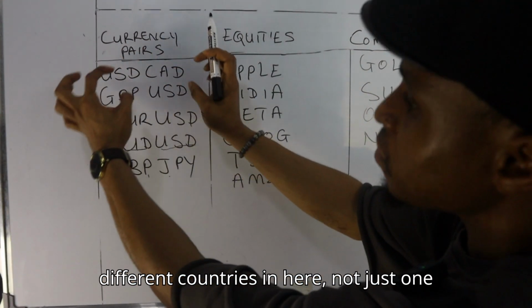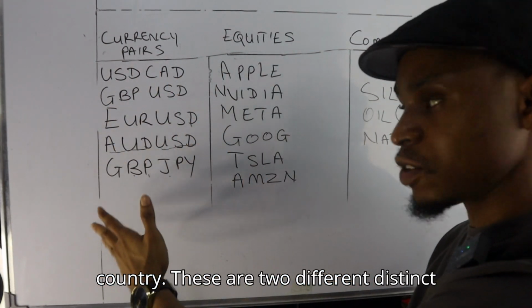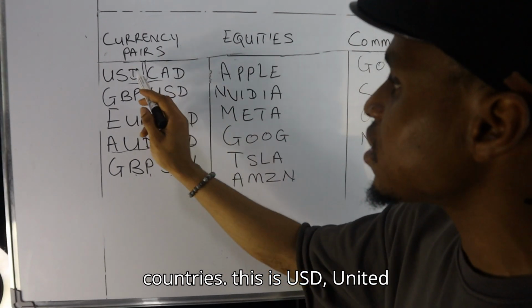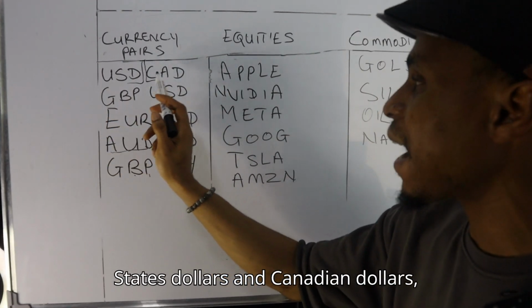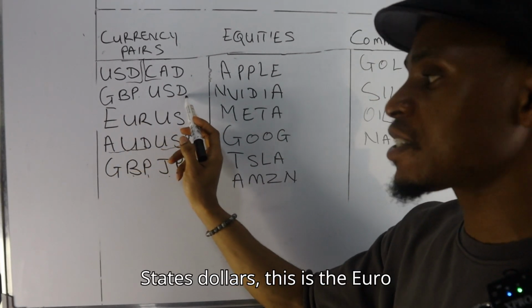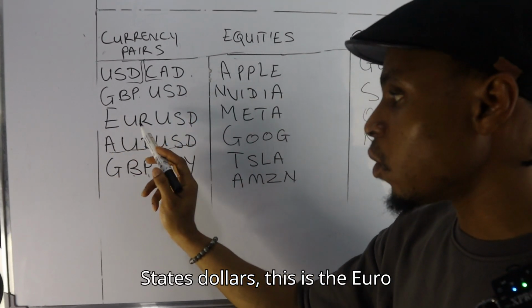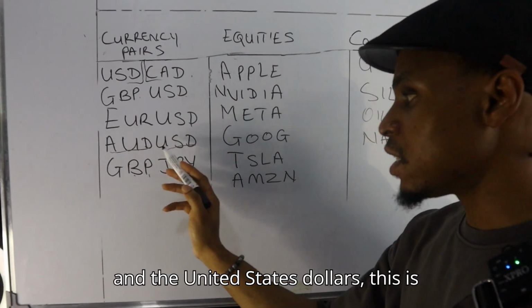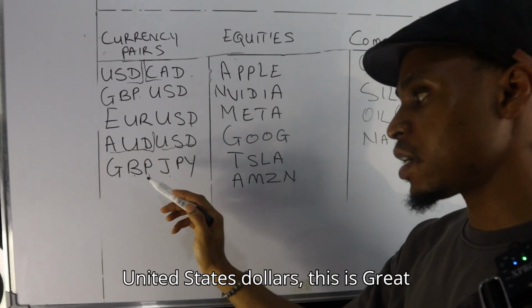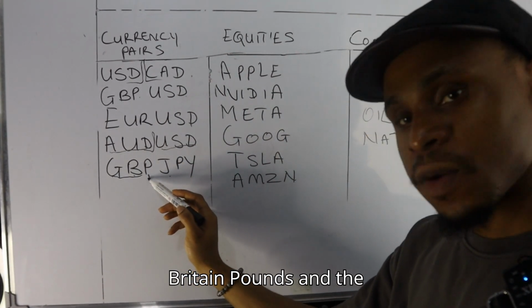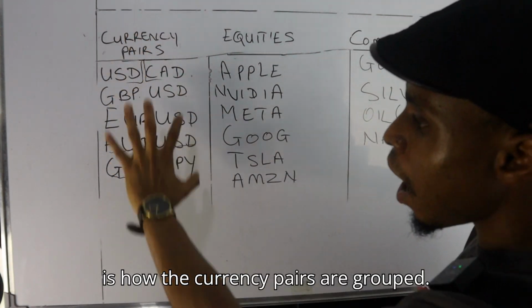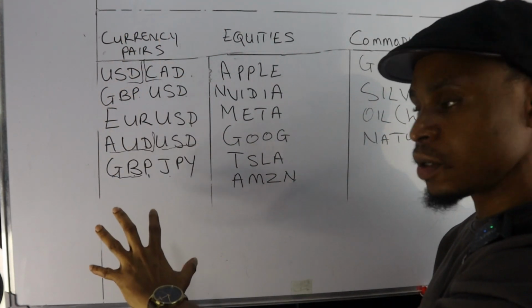So there are two different countries in here, not just one country. These are two distinct countries. This is USD, United States dollars, and Canadian dollars. This is Great Britain pounds and United States dollars. This is the euro and the United States dollars. This is the Australian dollar and the United States dollars. This is Great Britain pounds and the Japanese yen. So each of these is how the currency pairs are grouped.